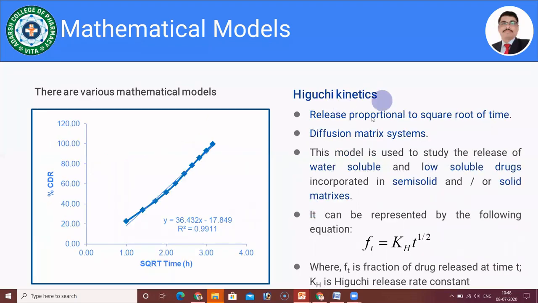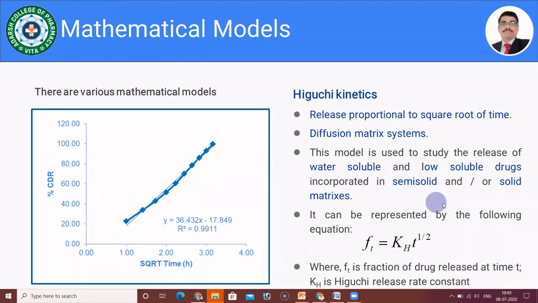Then Higuchi kinetics, where release is proportional to the square root of time. Generally the diffusion matrix system follows the Higuchi kinetics. This model is used to study the release of water soluble and low soluble drugs incorporated in semi-solid and solid matrices. The equation used is Ft is equal to Kh square root of t, where Ft is the fraction of drug released at time t, Kh is the Higuchi release rate constant, and t is the time.